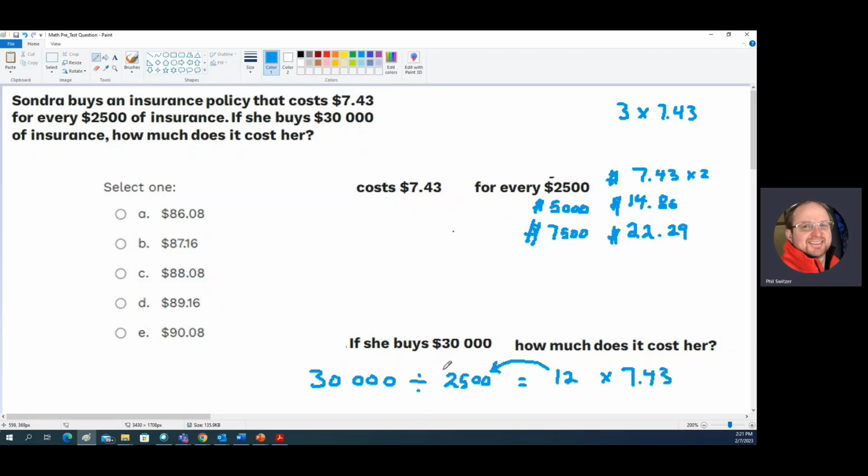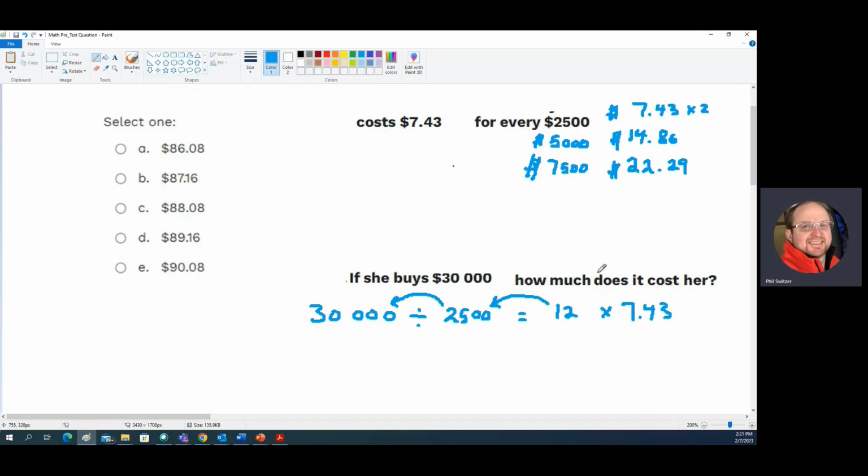Because this is basically saying that there are 12 2,500s in 30,000. And you could literally count by 2,500 all the way to 30,000 and just use your fingers and go, okay, 2,500, that'd be 1. 5,000, that'd be 2. 7,500, that would be 3. 10,000, that would be 4. You could literally count by 2,500s to see how many are in there, or you can just use a calculator and see how many 2,500s are in there.